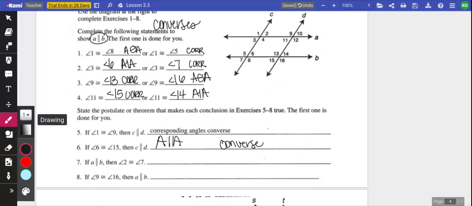Number 7 starts with lines, then angles, so we know it's a theorem. And 2 to 7 is AEA. Last one, 9 to 16, starts with angles, then lines, so we know it's a converse. 9 to 16, AEA.